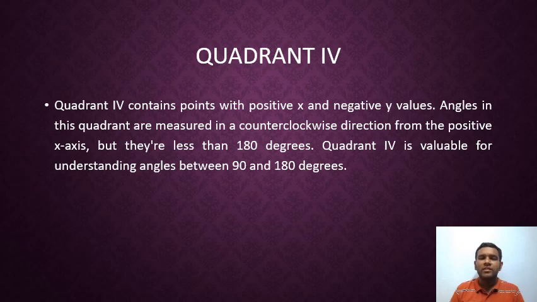Then the last one is the fourth quadrant. Quadrant 4 contains points with positive x and negative y values. Angles in this quadrant are measured in a counterclockwise direction from the positive x-axis, but they're less than 180 degrees. Quadrant 4 is valuable for understanding angles between 90 and 180 degrees.